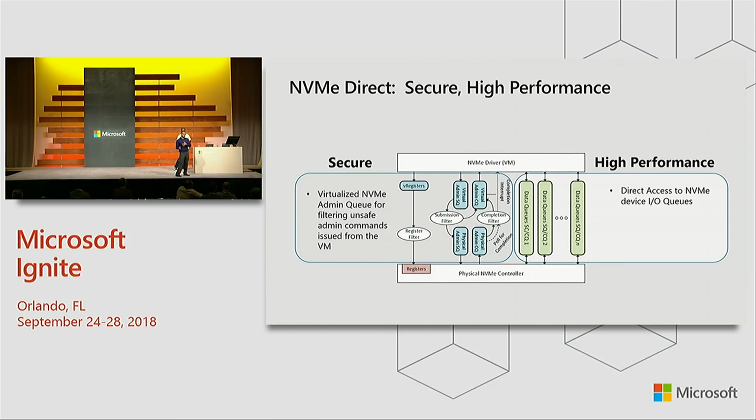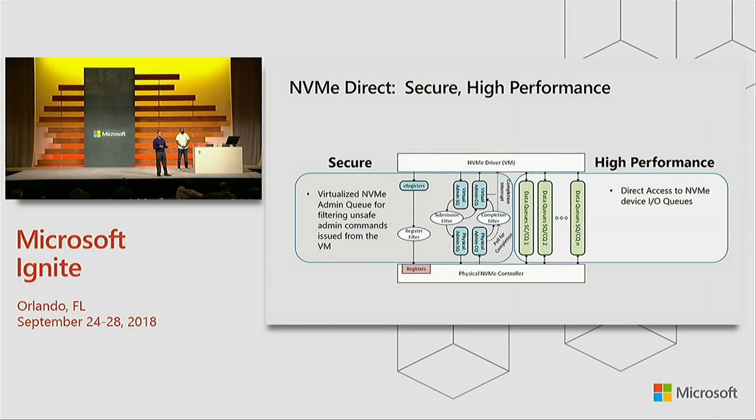So to solve the first one, the solution that we've been pursuing is device assignment. You can basically give one of these high-performance disks directly to a VM. This is NVMe Direct. Now the challenge with this is there's two portions to the disk. There's an admin queue, which lets you do privileged operations like flash the firmware, and then there's the data path, which is okay to give the guest.